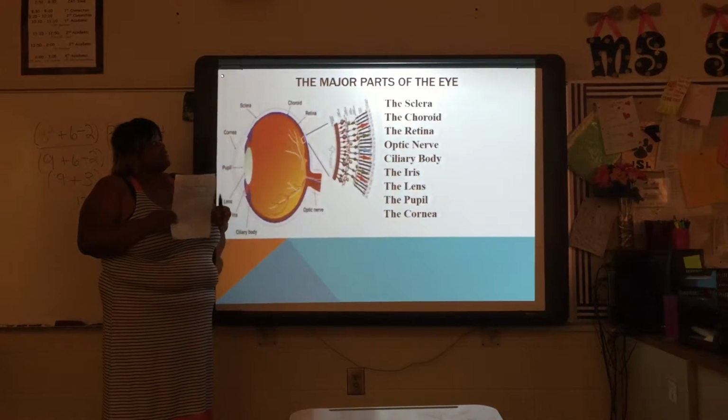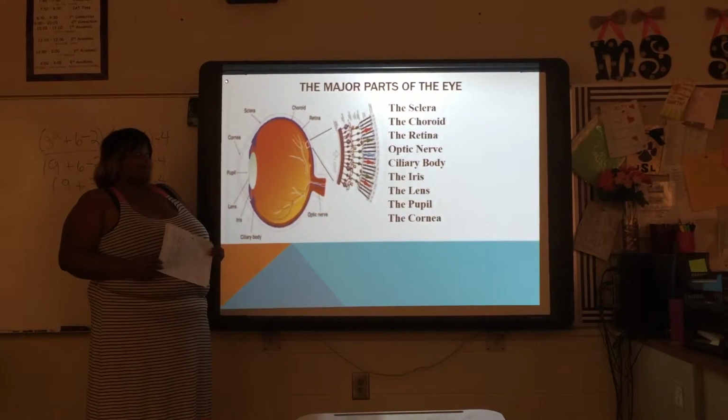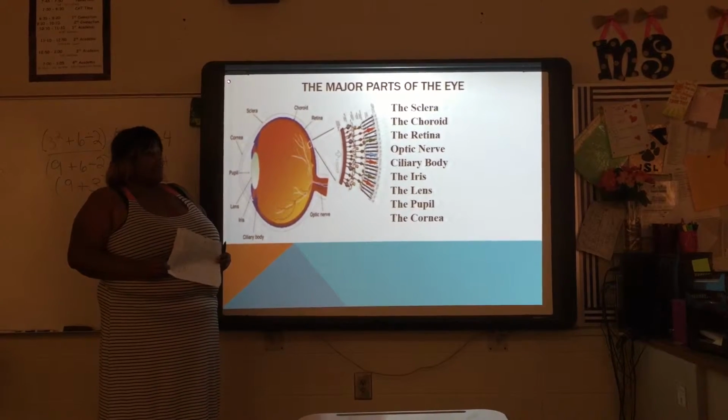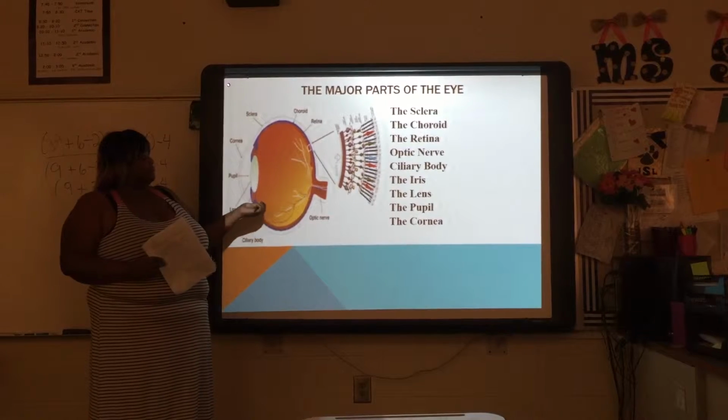The major parts of the eye are the sclera, the choroid, the retina, the optic nerve, the ciliary body, the iris, the lens, the pupil, and the cornea.